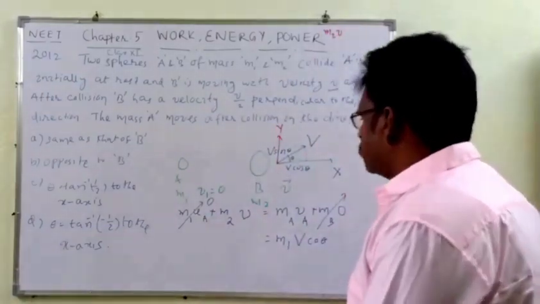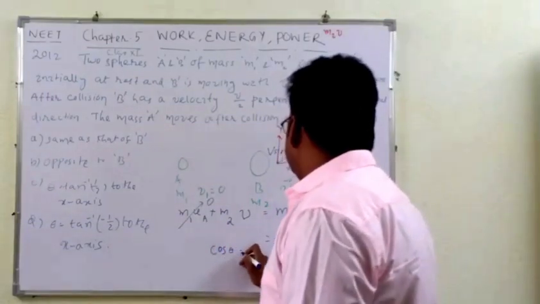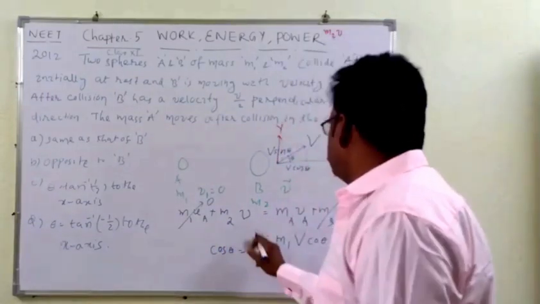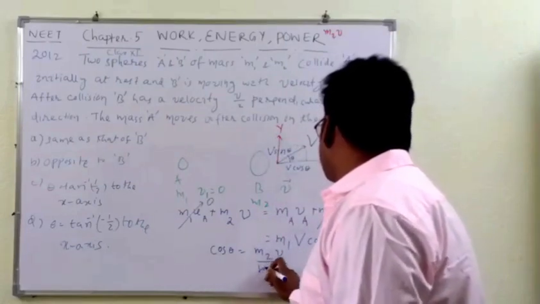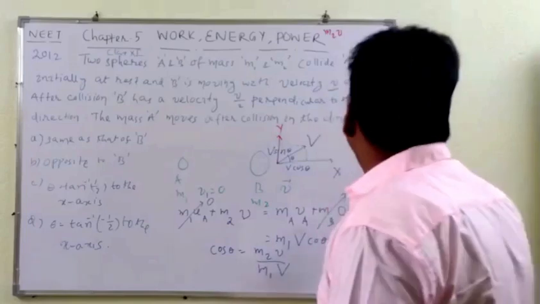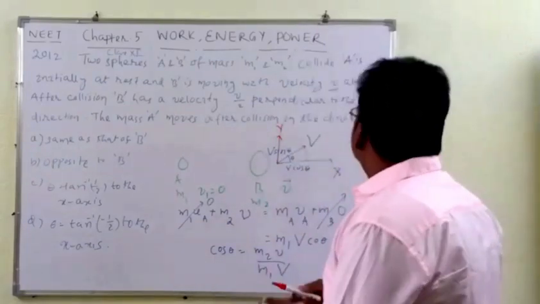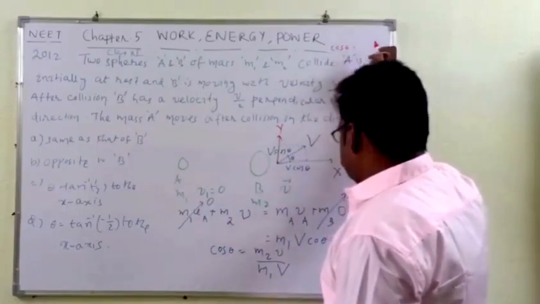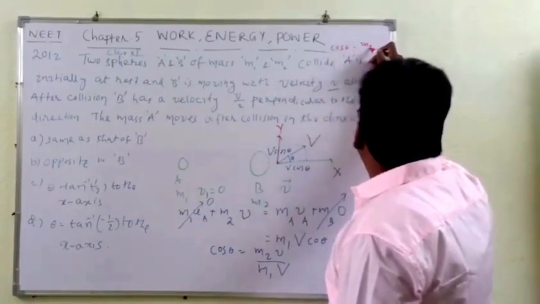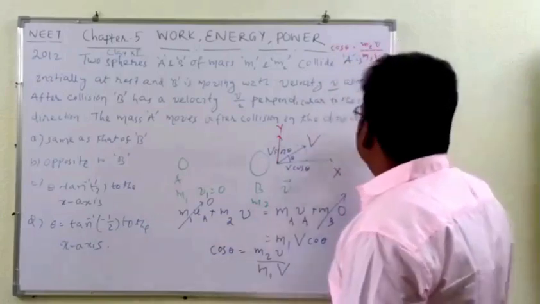What will be cos theta, students? Cos theta will be equal to m2 V by m1 V. We may write here cos theta is equal to m2 v by m1 capital V.